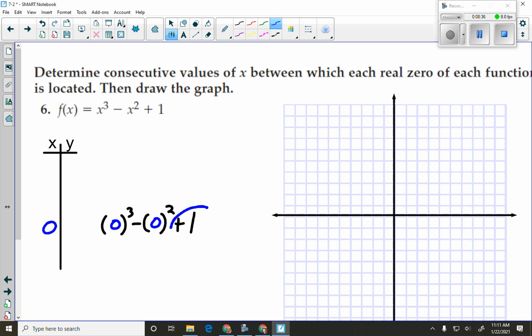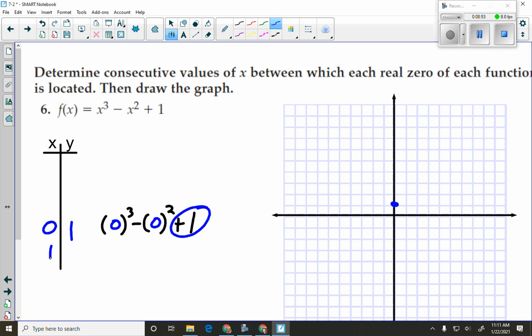So really, when you plug in 0, it's this C number. Your last term is your y-intercept. So when I'm 0 left and right, I'm going up 1. That's my y-intercept. I could even plot that on the graph right here.